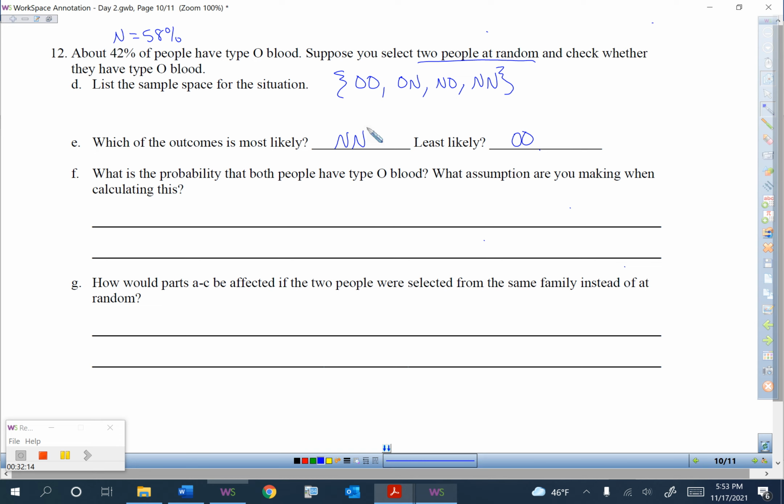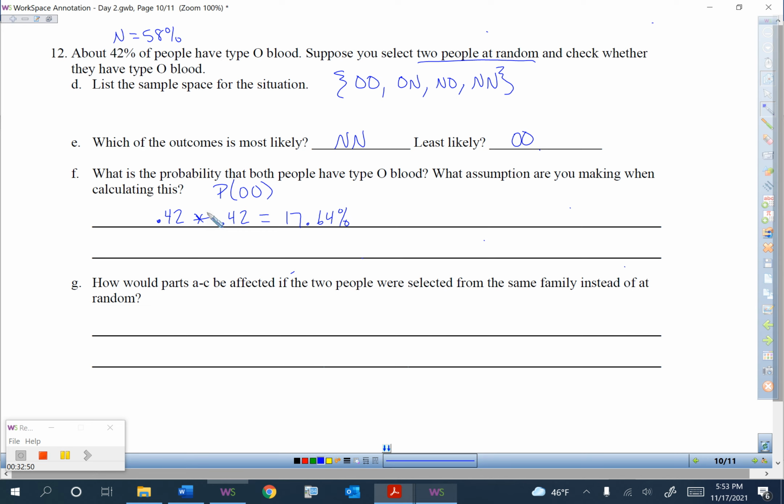And then it says, what is the probability that they both have type O? Okay, so this is kind of like what we did last time. If we want to find the probability of OO, we take 0.42. That's the probability of the first person. Then we multiply by 0.42 again, for the second person, to get 17.64%, writing it as they gave it to us. If you wanted to use the actual decimal, you could. Probability is percent or a decimal.